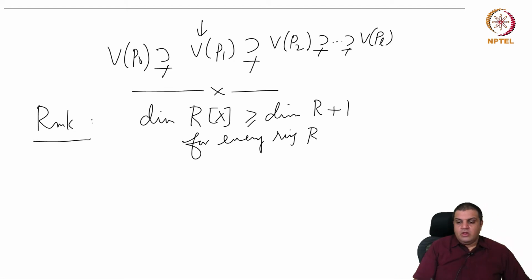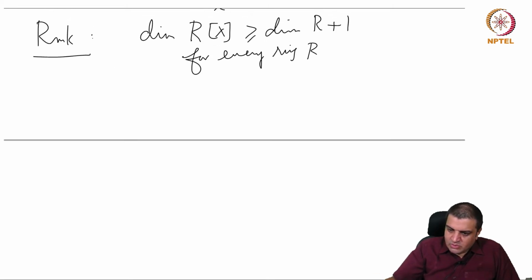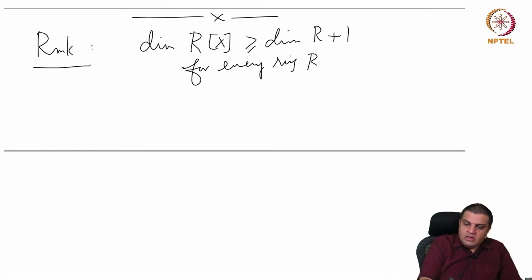Okay. This we will prove. It's not very difficult. The point is that if R is Noetherian, then this is actually equality. But in order to prove that, we need to understand more about the dimension of Noetherian rings. Okay, so let's try to give a proof of this.